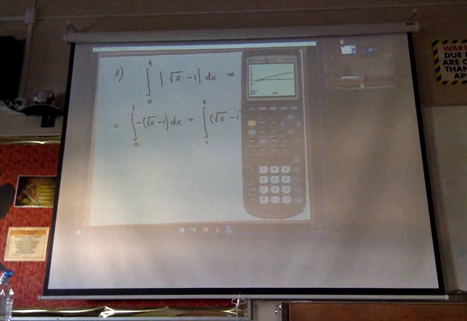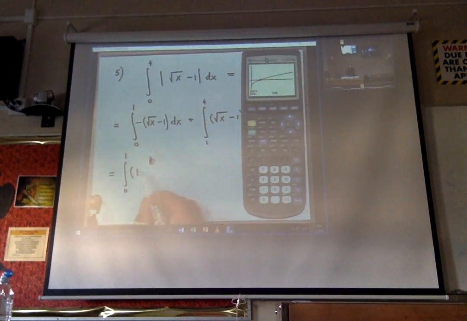So we have to go through a little process here to get rid of that absolute value. There's no other way on paper to do this. So now I'll make this a little bit easier for us. I will distribute this negative sign inside. I don't want to pull it outside. I'll put it inside, and my function now will be 1 minus square root of x dx.